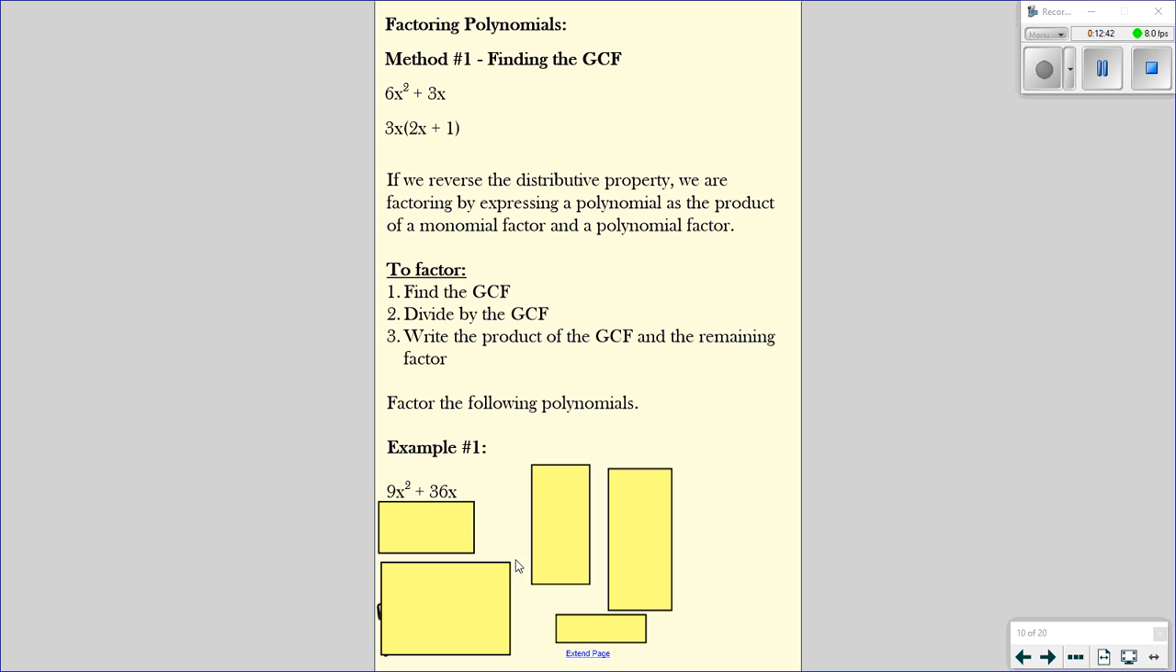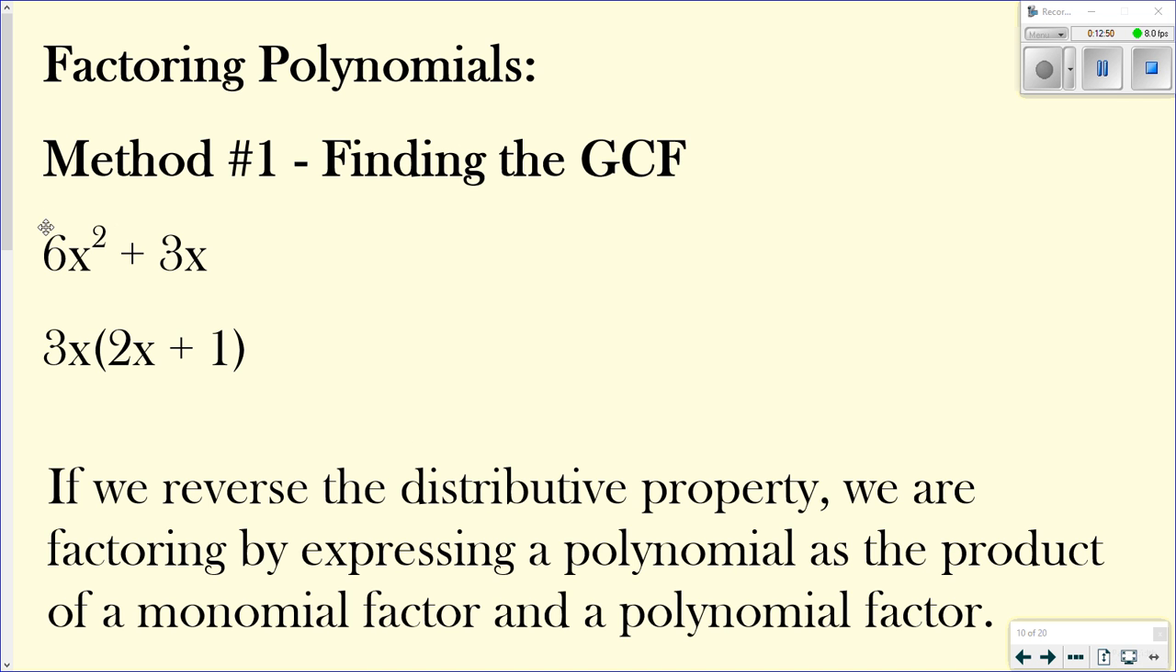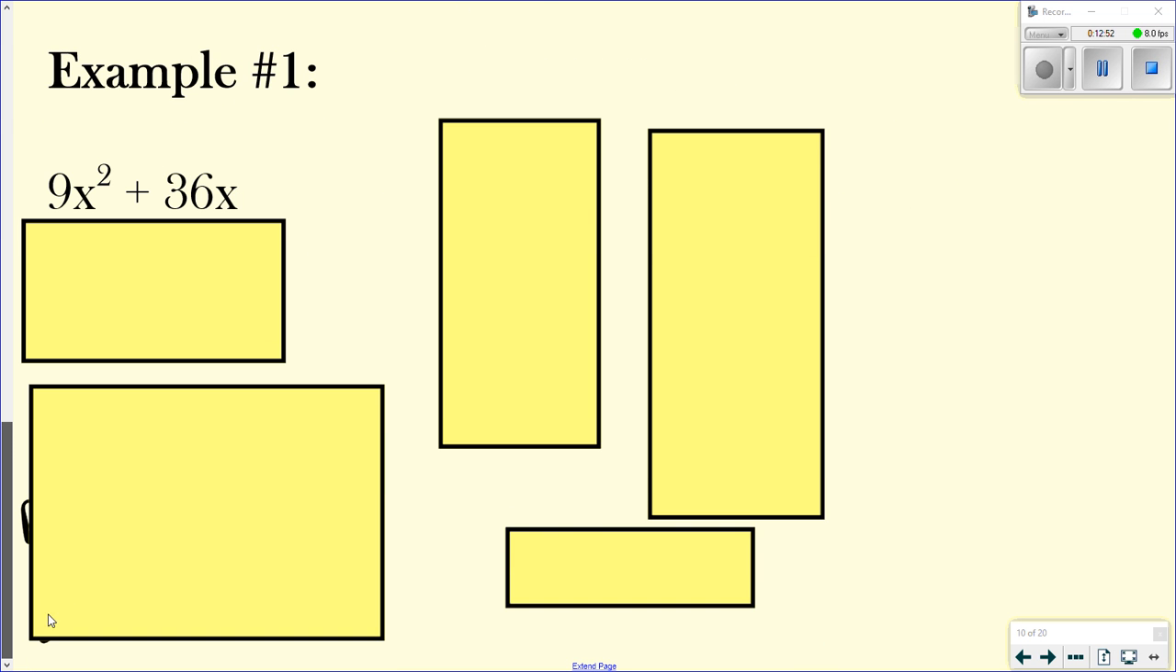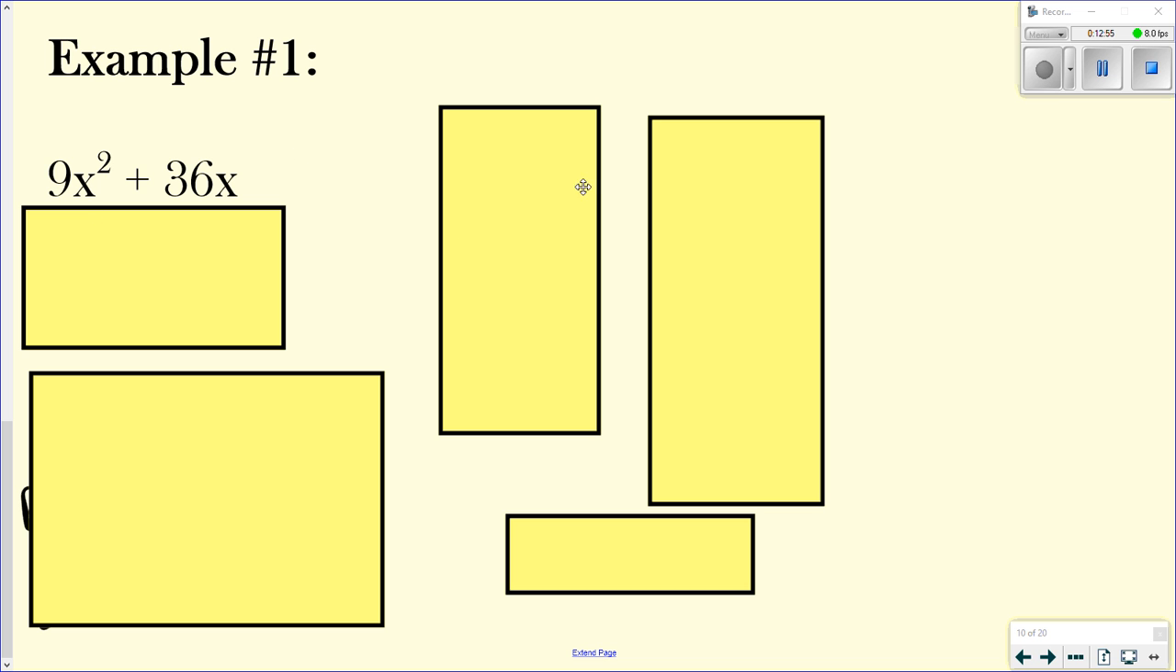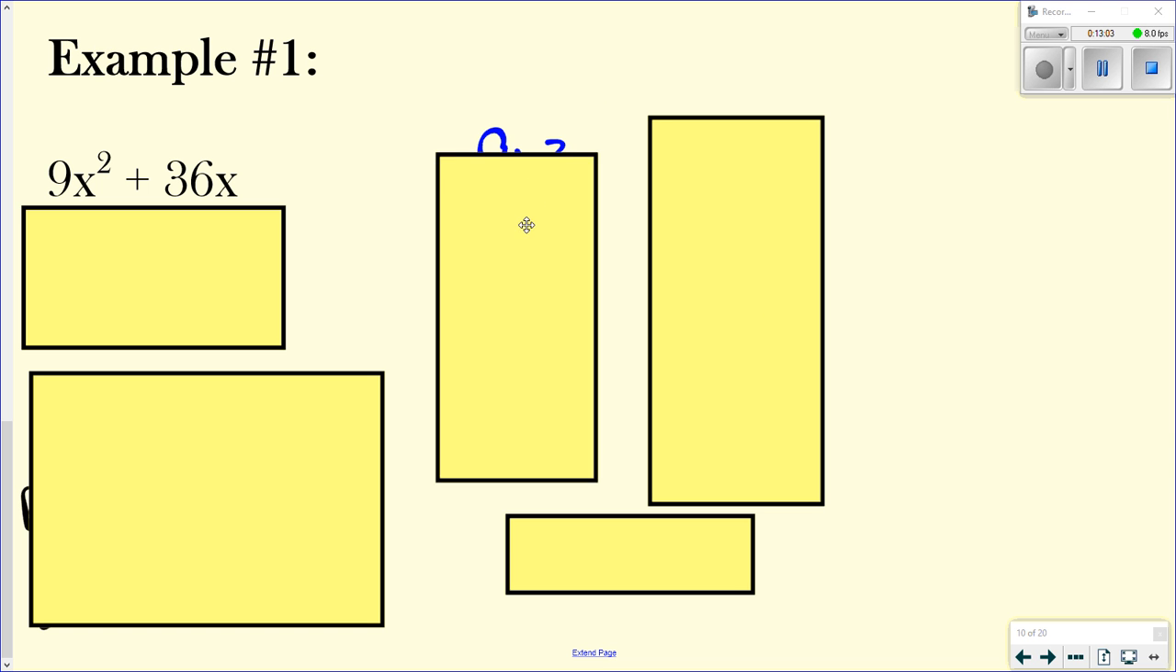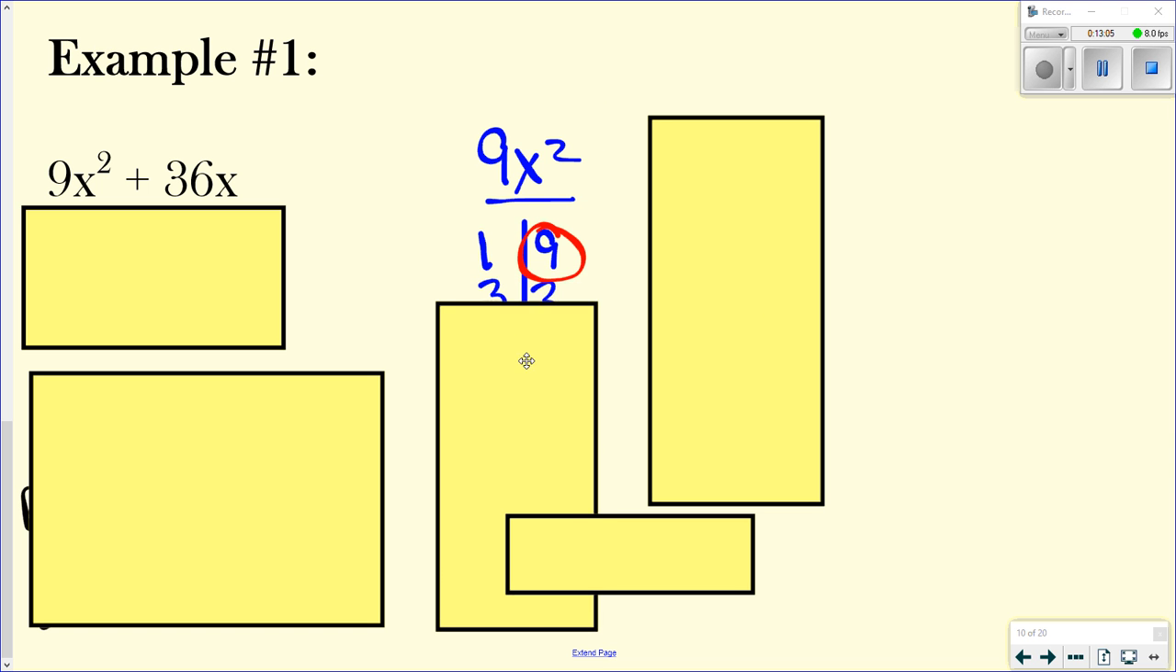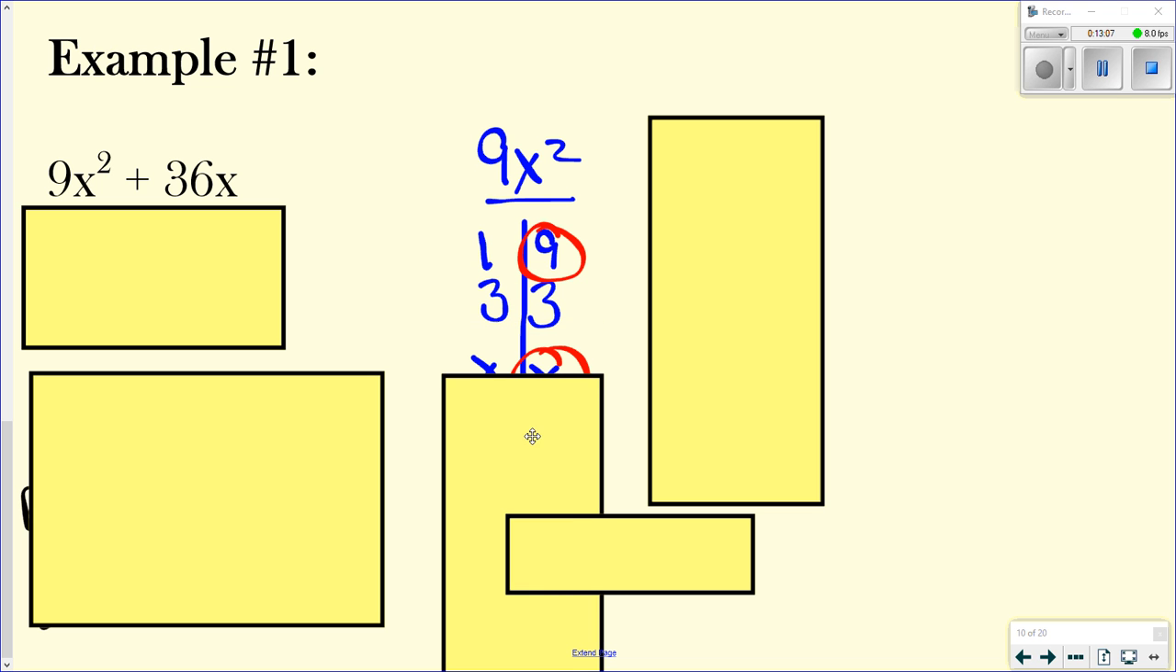I'm going to show you an example in case the directions were a little bit fuzzy. So we have 9x squared plus 36x, and I'm just going to expand that. The first thing I did was take each term and find the GCF between those two terms. So for 9x squared, it's 9, 1, 3, 3, and then there are 2 x's because x squared.